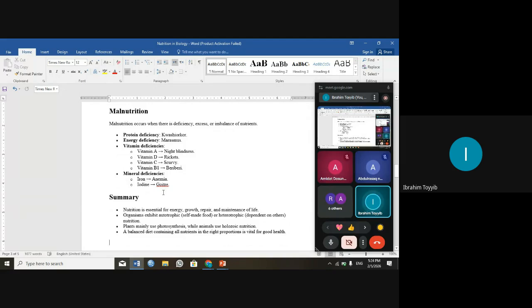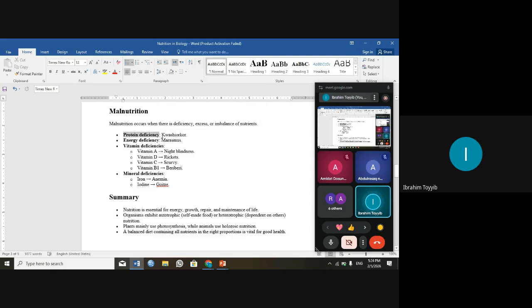So let's come to malnutrition. Malnutrition occurs when humans or animals do not take in the right food in the right proportion. Like, you don't take in a balanced diet. So there is an imbalance of nutrients, like you are eating rice in the morning, garri in the afternoon, and eba at night, without any meat, without vegetables. So it will cause deficiency in what? Nutrients. So malnutrition occurs when there is deficiency, excess, or imbalance of nutrients.